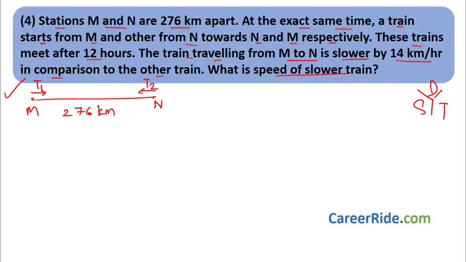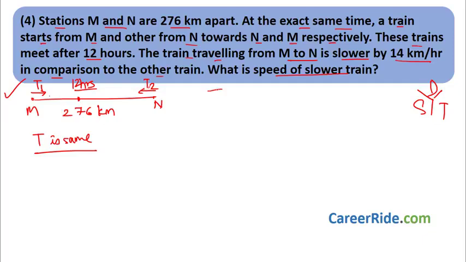So after 12 hours, let us assume that they meet at this point, after traveling for 12 hours. What does that mean? Both of them are traveling for the same time period, so T is the same, right? Now, what have they given? That they meet after 12 hours, right? And the train traveling from M to N, this one, T1, is 14 kilometers per hour slower. So that means T2 is 14 kilometers per hour faster than this train.